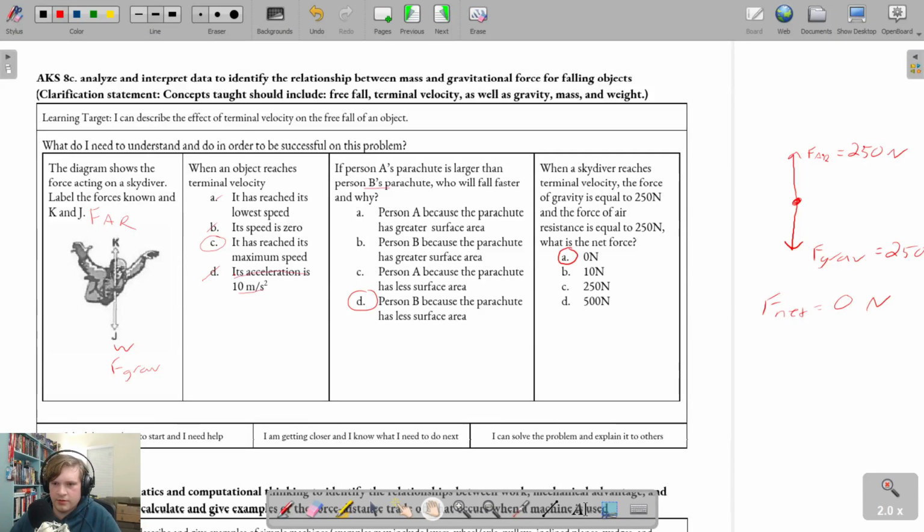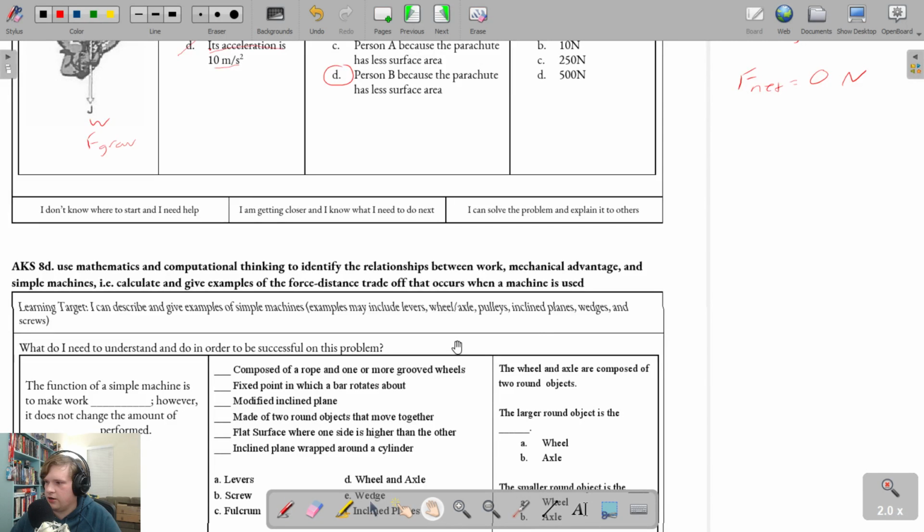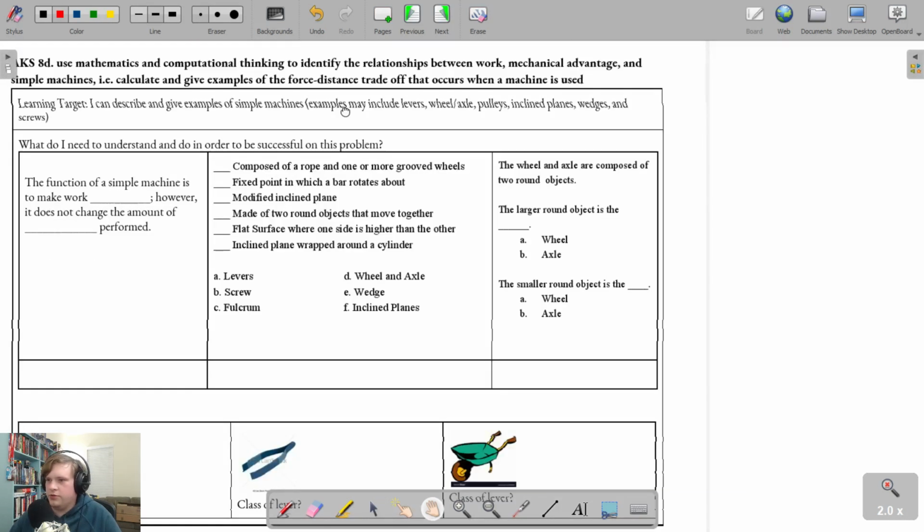Alright. We are moving on to work and simple machines. Mechanical advantage. Here we go. AKS8D: Use mathematics and computational thinking. Oh, that dreaded computational thinking again. It keeps popping up, guys. To identify the relationships between work, mechanical advantage, and simple machines, calculate and give examples of the force-distance trade-off that occurs when a machine is used.